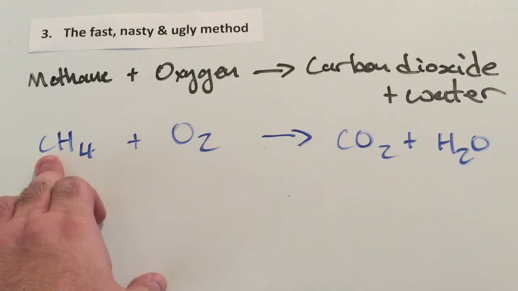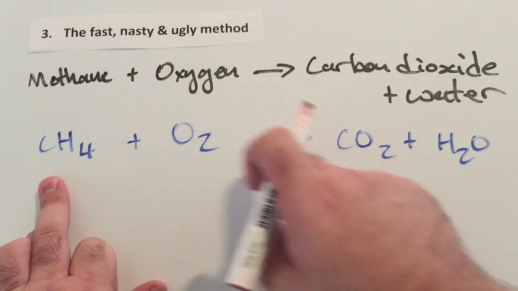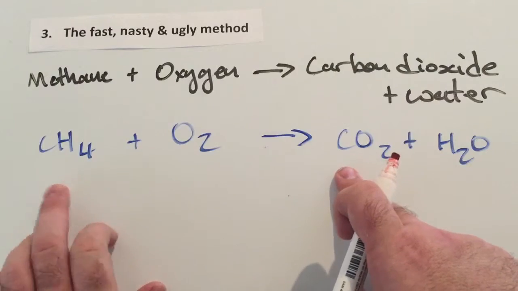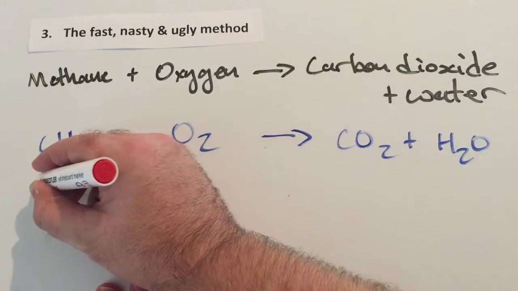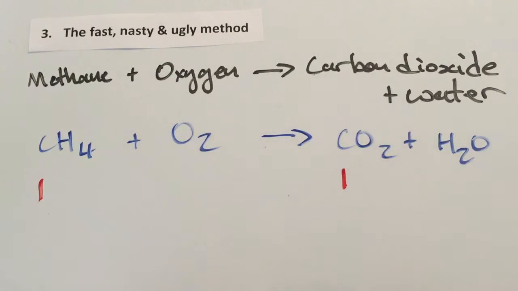So we have 1 carbon atom. So go look here. I have 1 carbon atom on this side of the arrow for our reaction with methane. And I have 1 carbon atom over here. So I'm going to start by going 1 and 1. So that's balanced currently. And then, once I have a look over here, I have 4 hydrogen atoms.